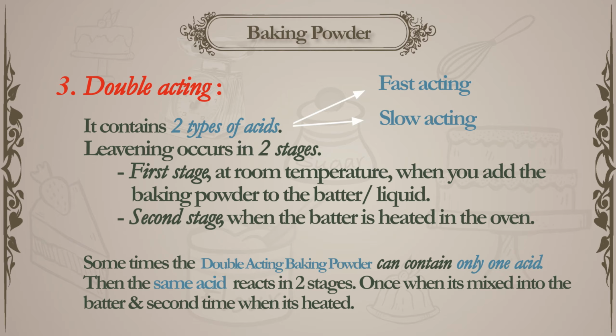Double acting baking powder. It contains two types of acids. One is fast acting and the other slow acting. Leavening occurs in two stages. First stage at room temperature when you add the baking powder to the batter. Second stage when the batter is heated in the oven. Sometimes it can contain only one acid. The same acid reacts in two stages.